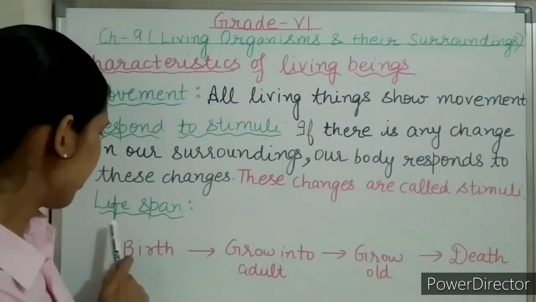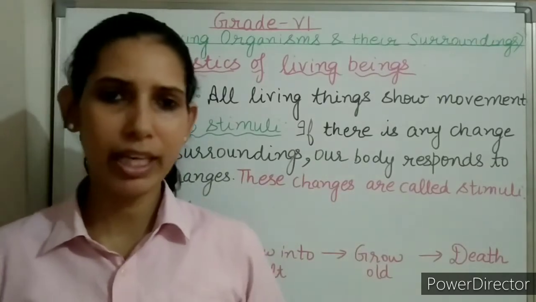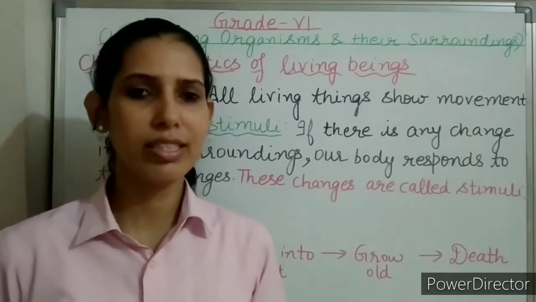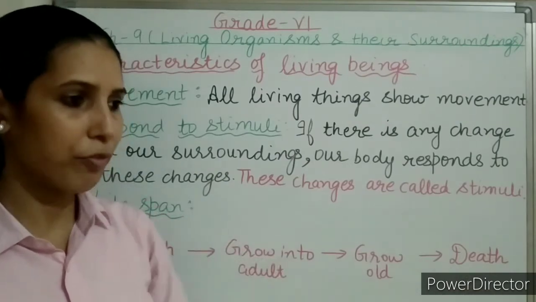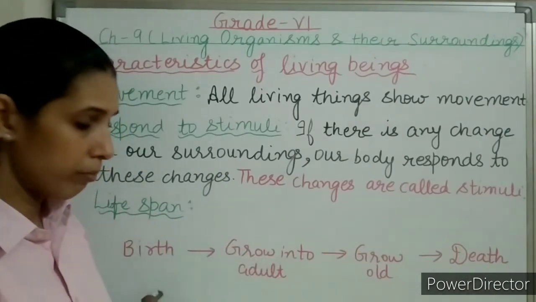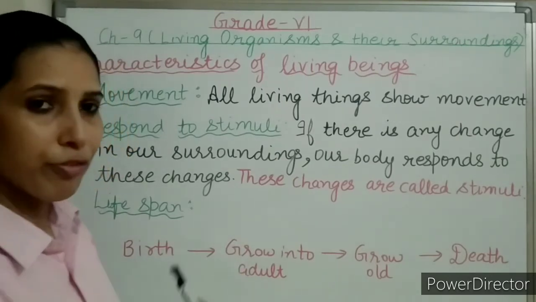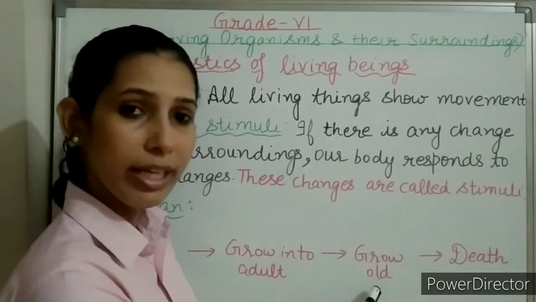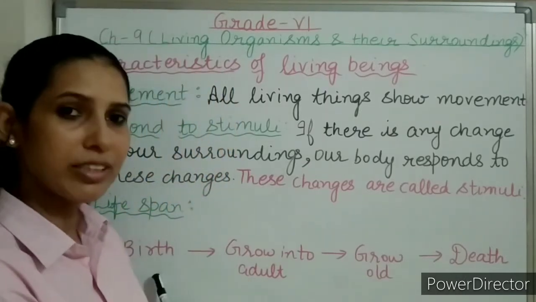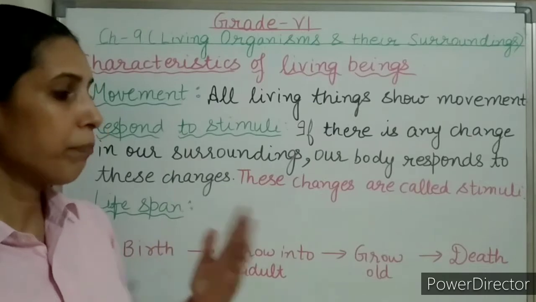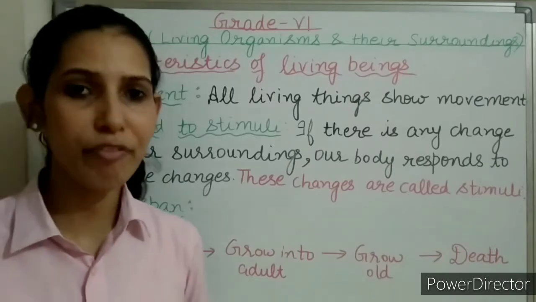Now coming to the next, lifespan. All living organisms have a definite lifespan, or we can say life cycle. That means the life of an organism has a beginning and an end. For example, when a baby takes birth, after that the baby grows into an adult, and after a few years will grow into an old person, and finally the person will die. So you can see there is a beginning and an end, and the period during which the person completes his life cycle is known as the lifespan.